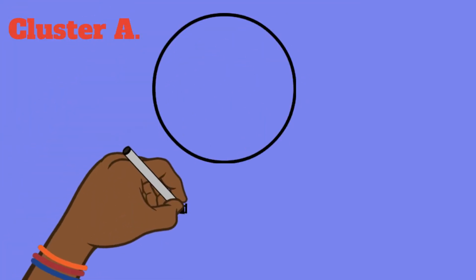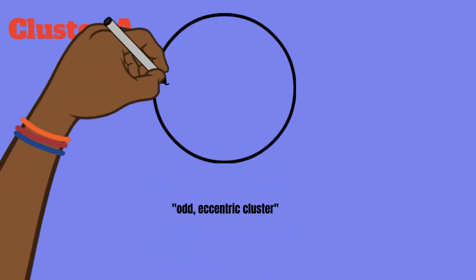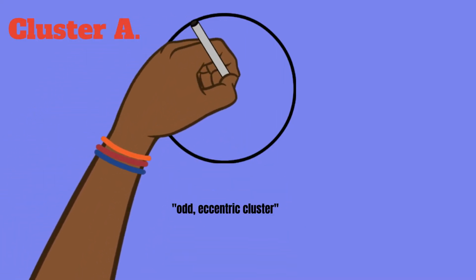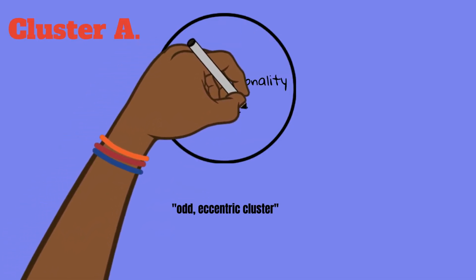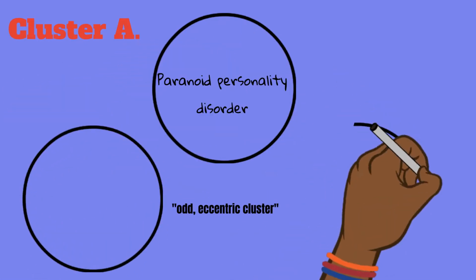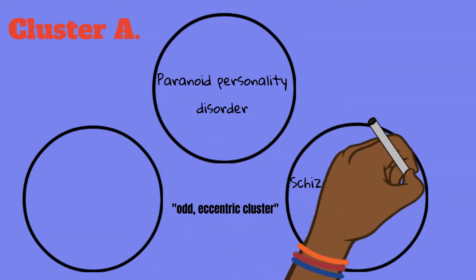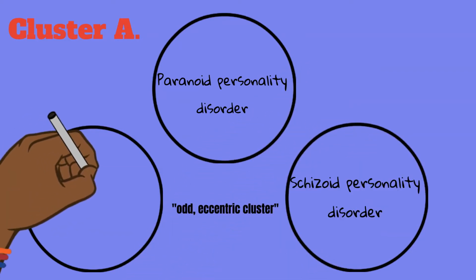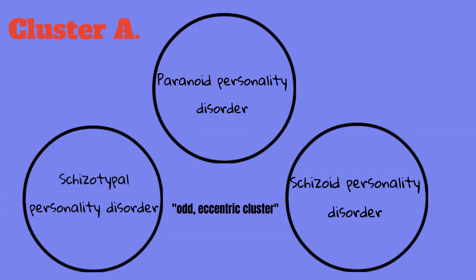Cluster A. In this cluster, it's considered the odd eccentric cluster. It includes paranoid personality disorder, schizoid personality disorder, and schizotypal personality disorder. The common features of the personality disorders in cluster A are social awkwardness and social withdrawal. These disorders are dominated by distorted thinking.